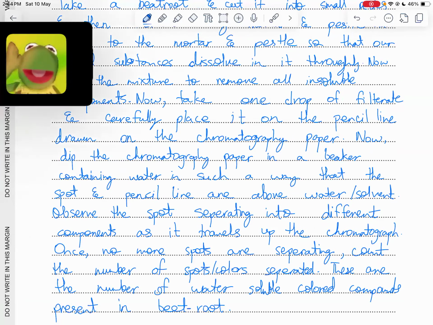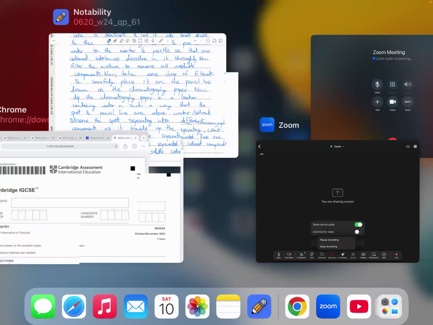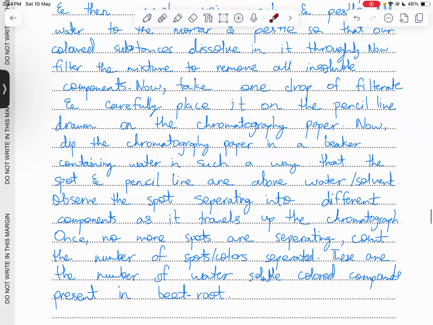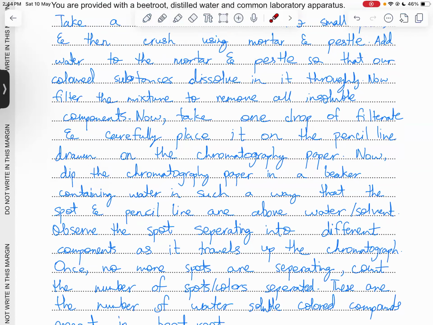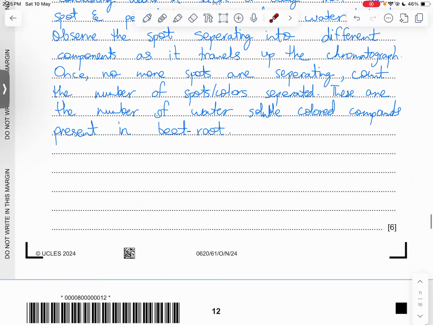Any questions? Wait, is it the bottom of the line or above the line? The solvent is below the line, not even bottom. Below. Look, if this is your chromatography paper, and this is your pencil line and this is your spot, the solvent should be here, below the pencil line.